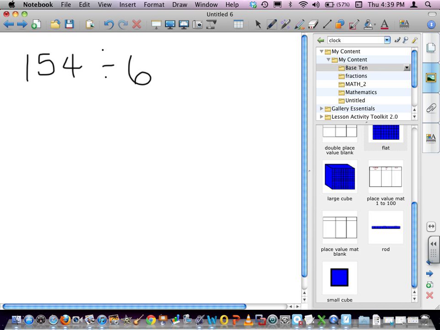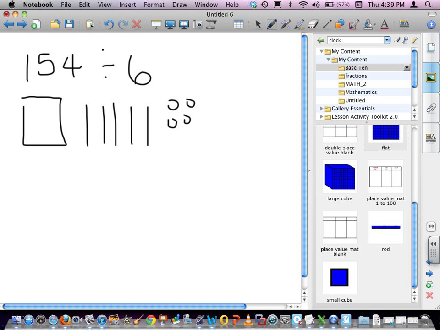Okay, 154 divided by 6. So let's think about that. I'd have a flat, right? I'd have 5 rods, 5 sets of 10, and 4 little ones. Okay? But I can't really fair share my flat in 6 equal groups, so I'm going to make that go away. I'm going to trade it for 10 rods.